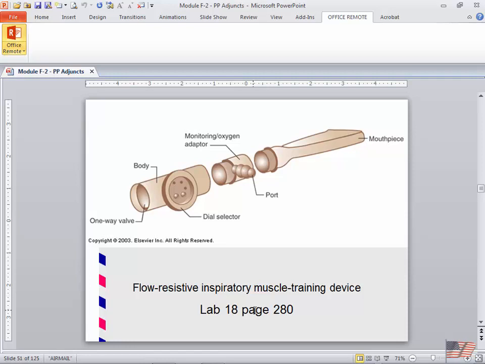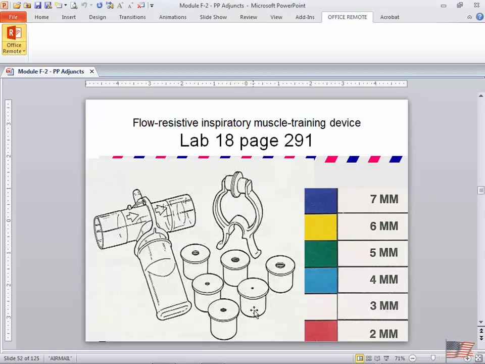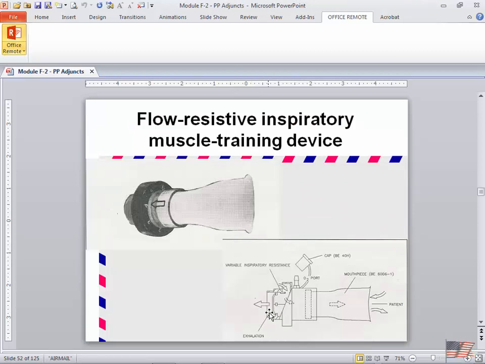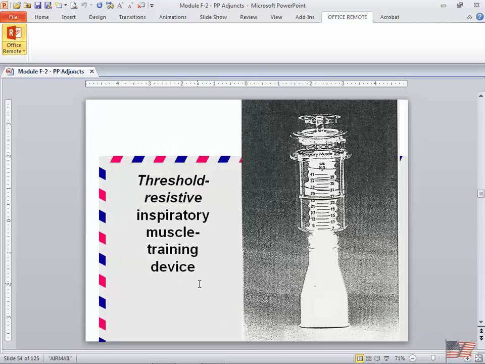Here's an example of one of them, and it basically has variable size orifices, variable size openings, that as they draw breath in, they're drawing in through there, and they're just exhaling out in a passive fashion. Another device has different colors showing different size openings, as you can see. Again, the same process. This one has an adjustable collar that allows for changing the airway resistance. And of course, we can use the same threshold resistance we had for PEP therapy as an inspiratory muscle trainer.